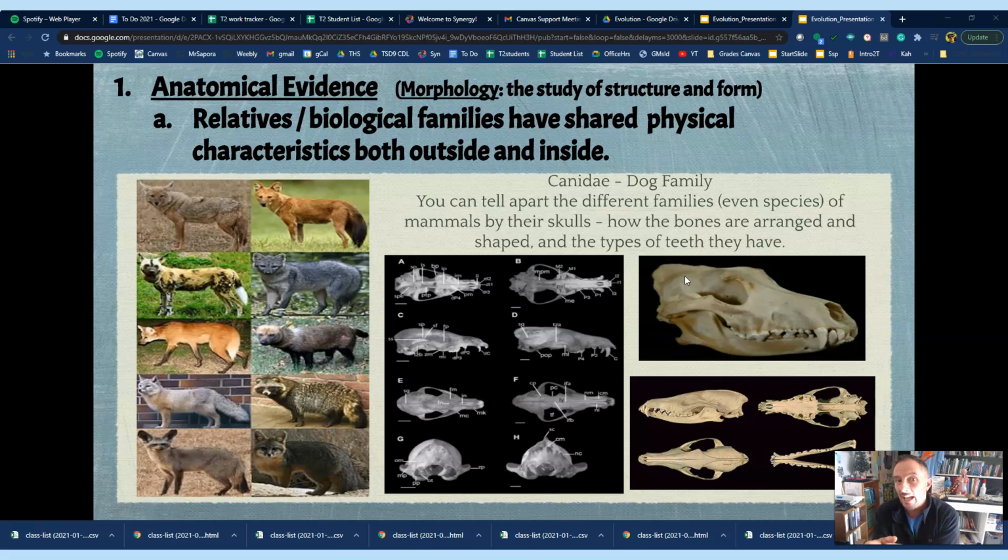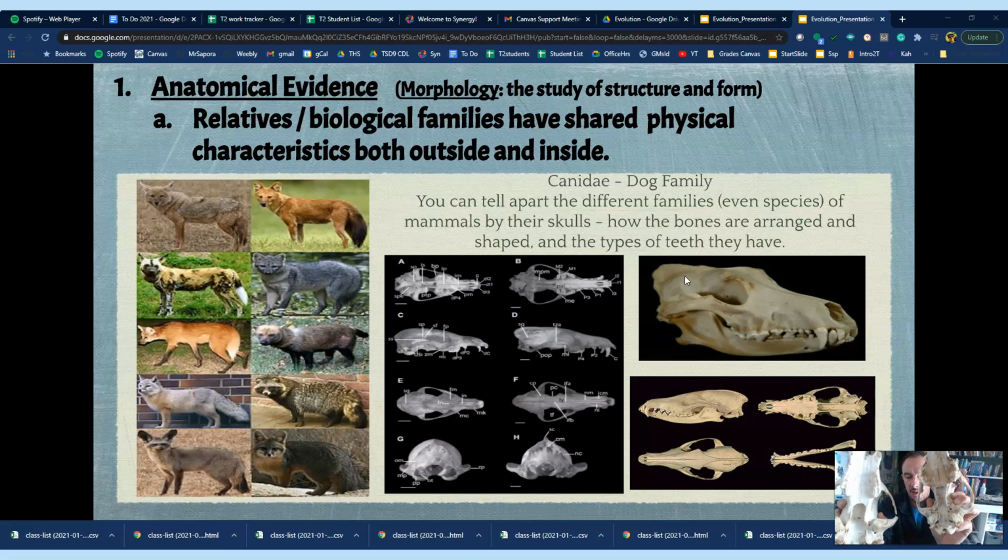The dog family, the cat family, the giraffe, the horse, they have shared traits, both inside and outside, right? So how they look on the outside, but especially when it comes to their bones and skulls. And then we can compare these to see if they're related or different. Now looking at these two, well, this one's lost its canines. These are both predators. These are both carnivores, but they are actually in different families.